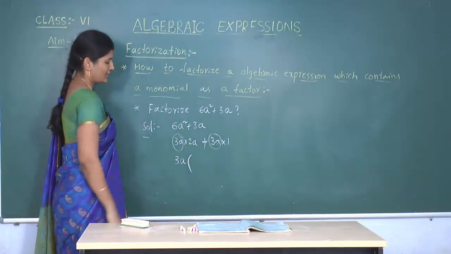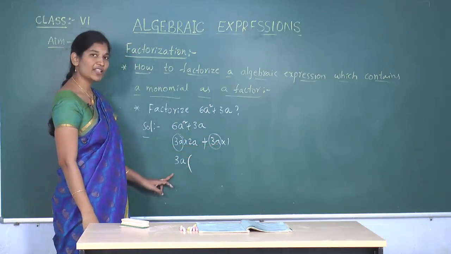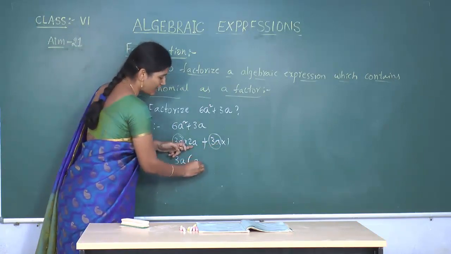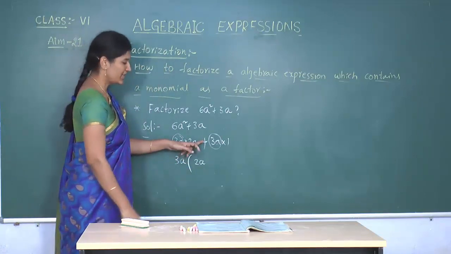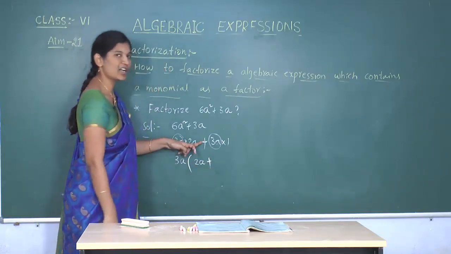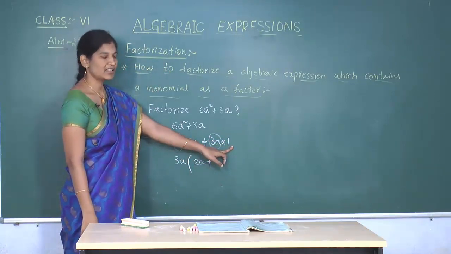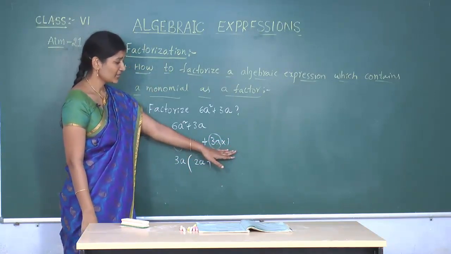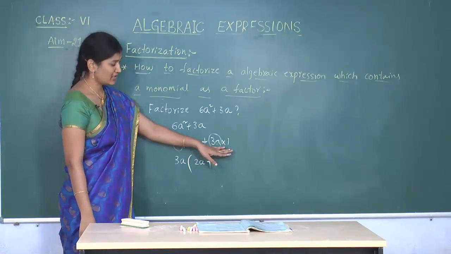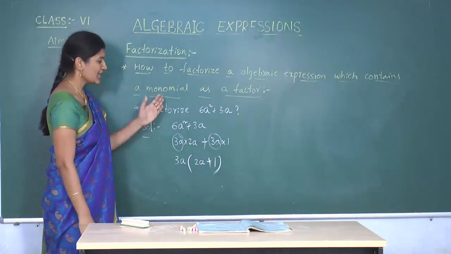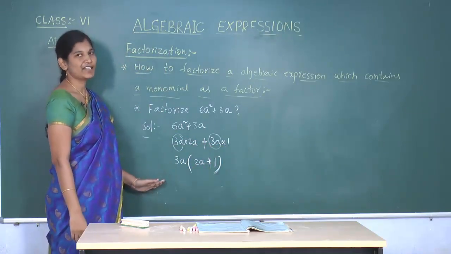Now, take out this common factor, and what are the remaining terms in this algebraic expression? In the first term we have 2a, and the middle symbol is plus, that's why I am keeping plus here also, and the remaining factor in the second term is 1. So, in this way I can factorize.